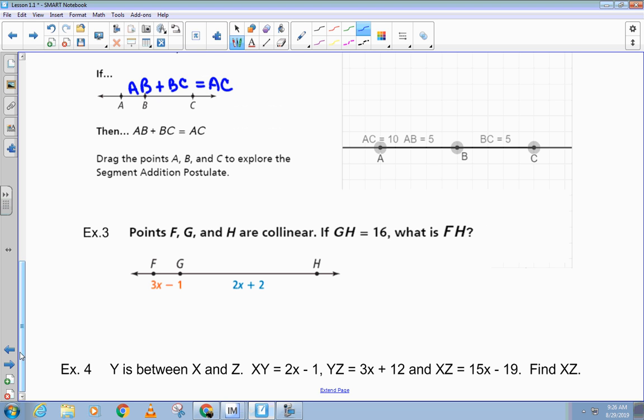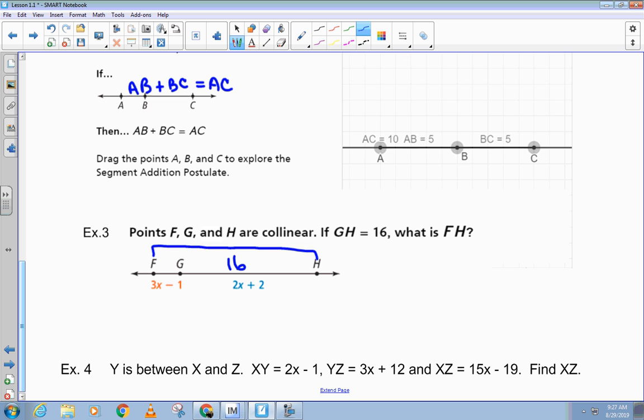it says that points F, G, and H are collinear. It says that GH is 16, and we want to find FH. Okay? So, we want to find this entire segment first. And in order to find that entire segment, what do I need to find out? I know that this right here is 16, right? And this is 3x minus 1. There's not going to be any way for me to find the entire thing unless I know what? X, right? I need to find x.